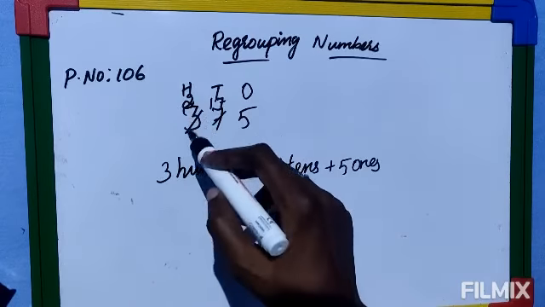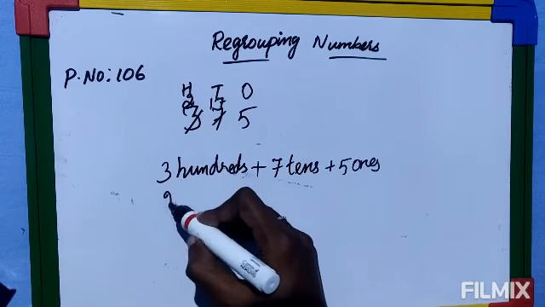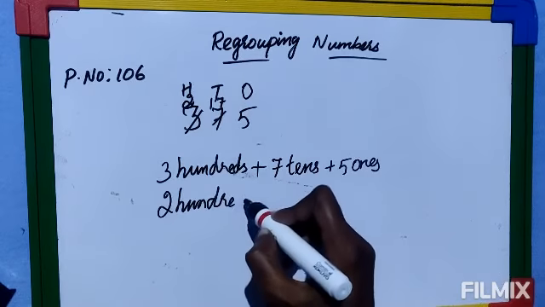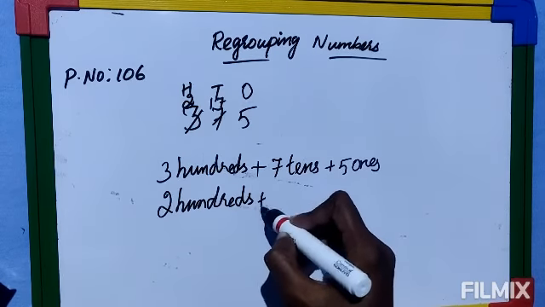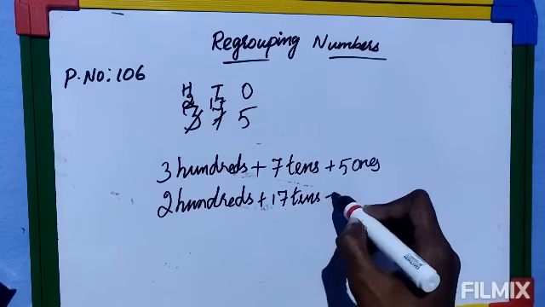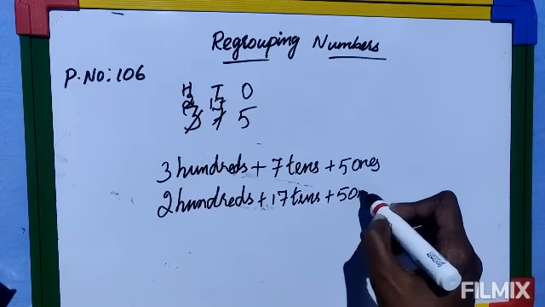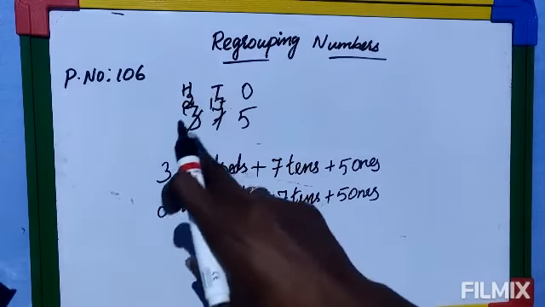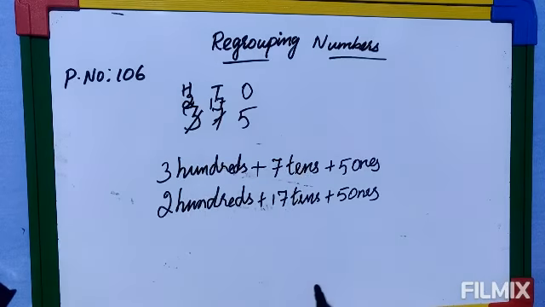So now we can write it as 2 hundreds plus 17 tens plus 5 ones. This is the same thing you do in borrowing in subtraction, only written in expanded form, so it is nothing difficult.